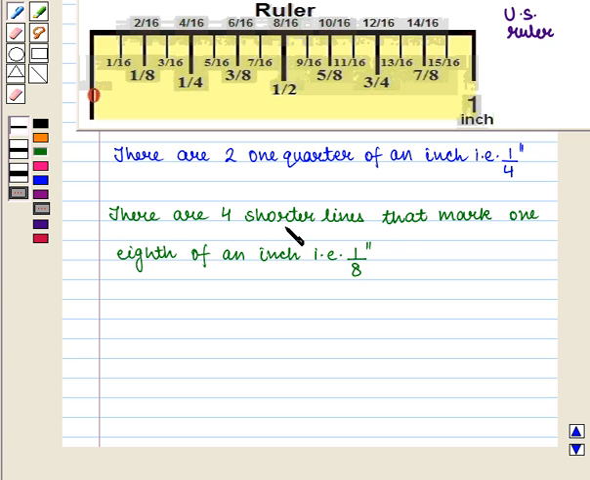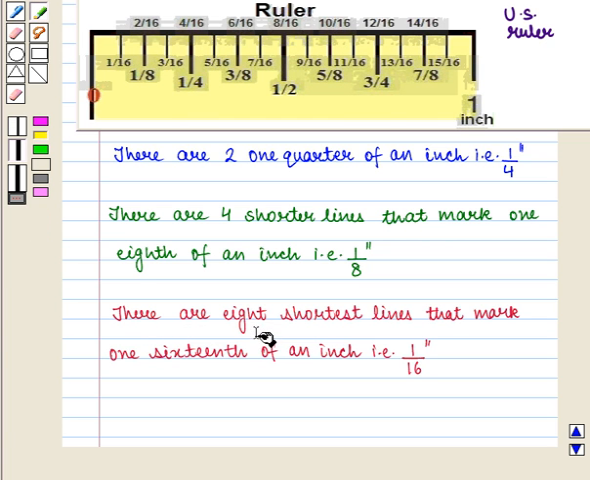There are 4 shorter lines that mark 1/8 of an inch, that is 1/8 inches. And these are 1/8, 3/8, 5/8 and 7/8, and there are 8 shortest lines that mark 1/16th of an inch, that is 1/16 inches, and these are given by 1/16, 3/16, 5/16, 7/16, 9/16, 11/16, 13/16 and 15/16.